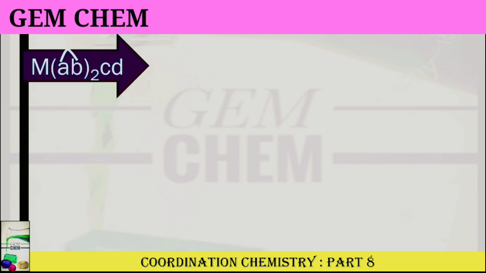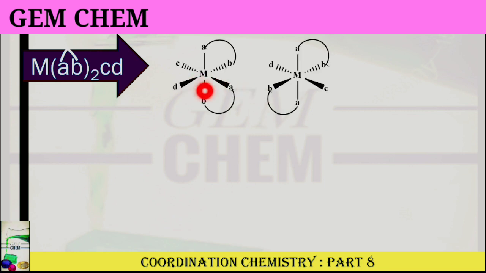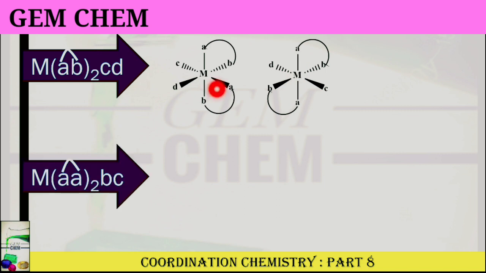Next we are going to deal with another one where it is MAB, that is a non-symmetric bidentate ligand, and CD. So here also you are getting two types where you are keeping the AB trans to each other and one will be cis to each other. So here you can see that they are cis to each other, and in this case it is trans to each other. Next one we are seeing MAA, that is a symmetric bidentate ligand, and B and C.